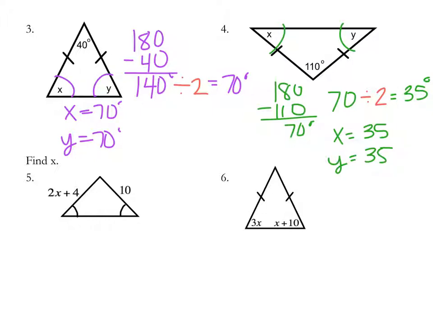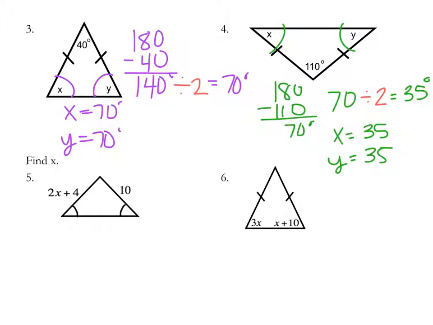So 1 and 2 were one type of problem, 3 and 4 were another type of problem. So there's two types of problems there for finding angles. The next two problems are finding x. When we're finding x, we're going to have to set up an equation. So it's still using those rules that I had written at the beginning. If tick, then whoosh. If whoosh, then tick.